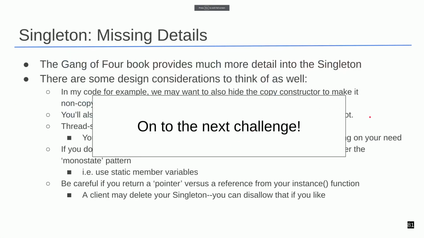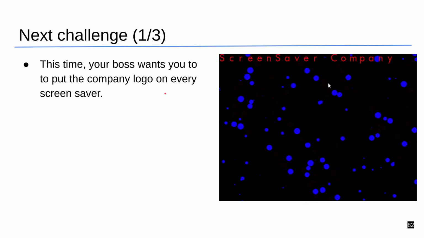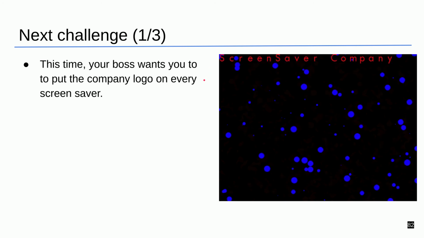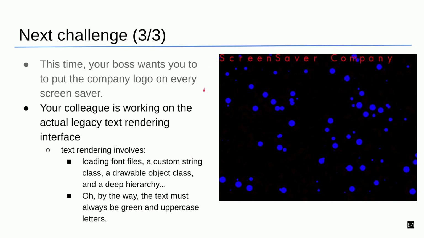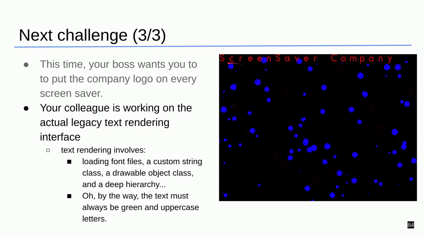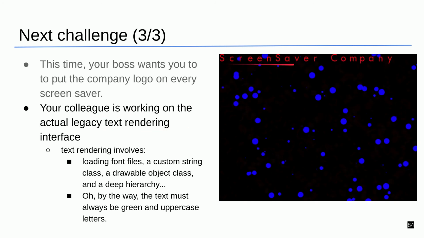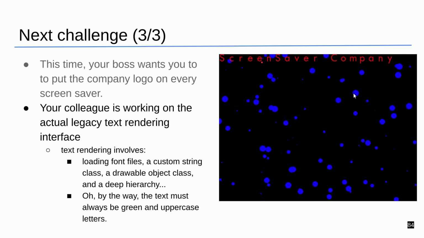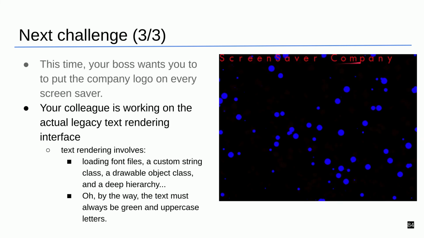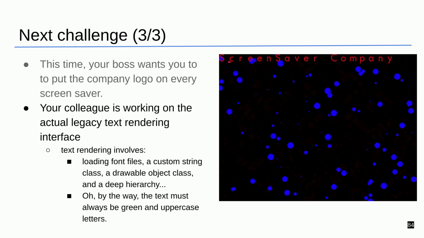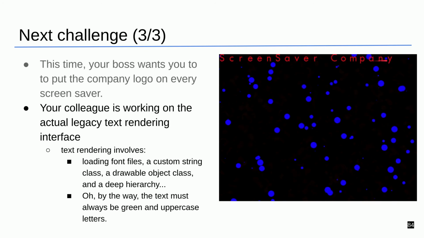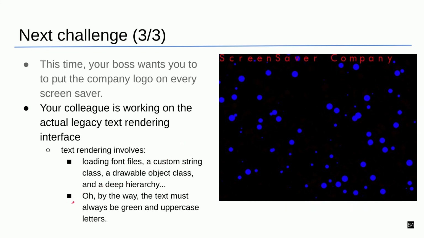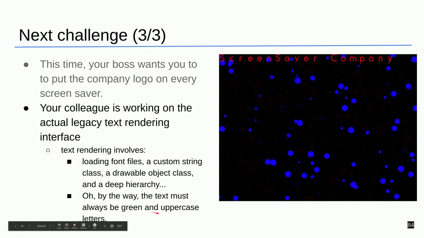Okay, so on to the next challenge, on to our next design pattern. Now this time, our boss wants us to put the company logo on every screensaver. Something like this, screensaver company. But your colleague is working on the actual legacy text rendering interface. That is, how do we draw this screensaver company logo here? And if we want to actually write this font, the text rendering involves quite a bit. Loading font files, a custom string class, drawable object class, some deep hierarchy just to get this piece of text shown. And oh, by the way, your boss adds these additional requirements here that the text must always be green and uppercase letters.